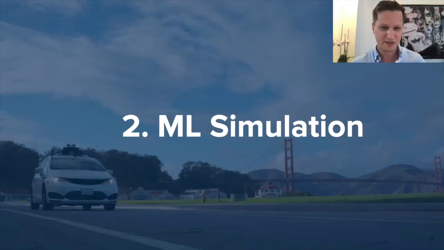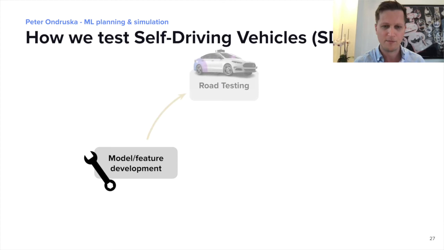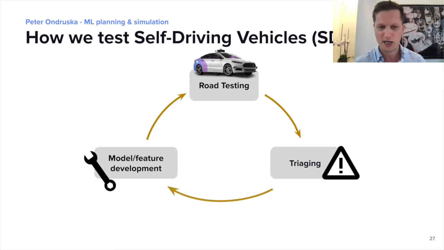Okay, let's talk about machine learning simulation, which is one of the components of the Autonomy 2.0 stack. To understand this, let's first explain how self-driving testing happens today. It starts with identification of some feature or block that you want to develop, that you implement, and then you test it on the road to see how well it works. And based on that, you debug whether it's working or not working, and that informs you to make changes.